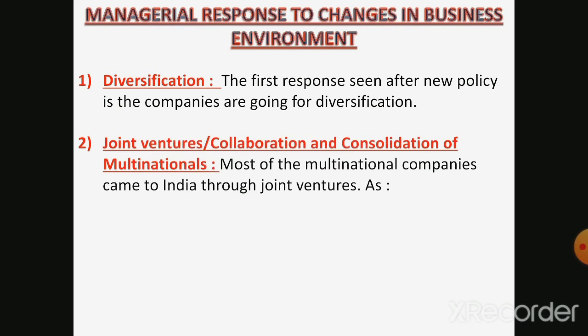Second response is joint ventures or collaboration and consolidation of multinationals. So as we know, we have studied in the previous class that joint ventures are the commercial enterprise undertaken jointly by two or more parties or organization for profit without forming a permanent partnership. जॉइंट वेंचर क्या है? जहां पे दो या दो से ज्यादा ऑर्गेनाइजेशन एक बिजनेस एंटरप्राइज चलाती है बिना किसी परमानेंट पार्टनरशिप फॉर्म किए, यानी सिर्फ प्रॉफिट के लिए काम करती है.